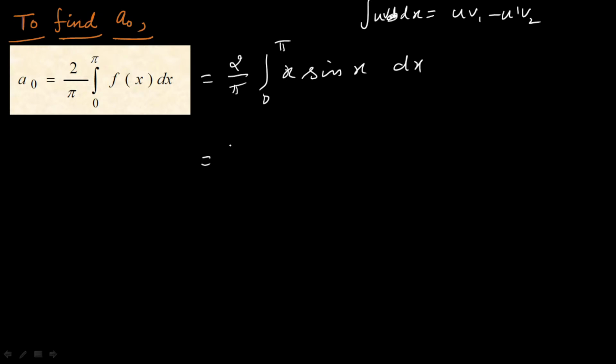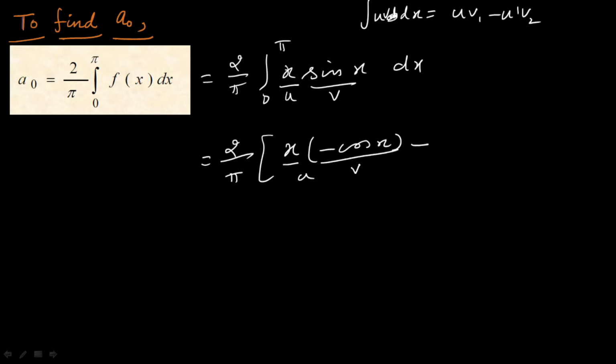That is equal to 2 by pi u v1. You have to take this x as your u and sin x as v. u v1, that is x, and v1 is nothing but you have to integrate sin x. Integrating sin x, you get minus cos x. Minus u dash: this is your u and this is your v1. U dash means you have to differentiate this u once again. If you differentiate x, you get 1. And v2.